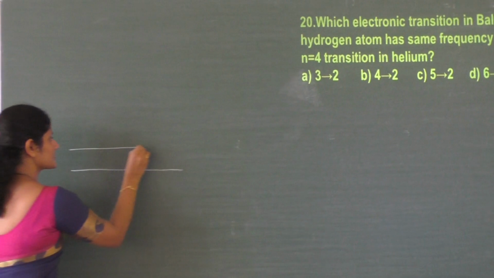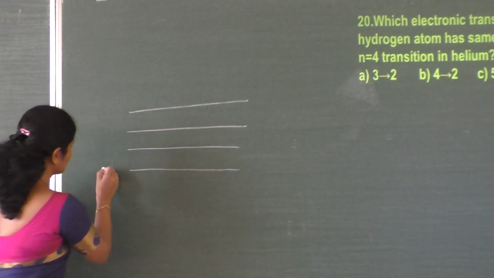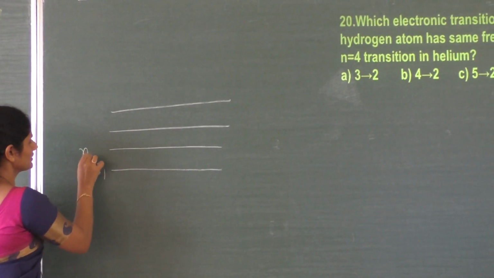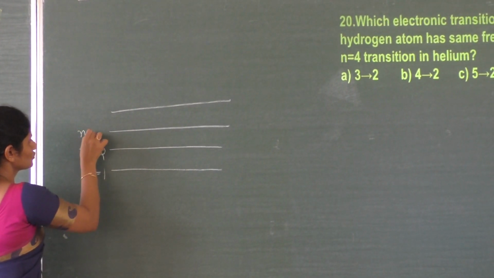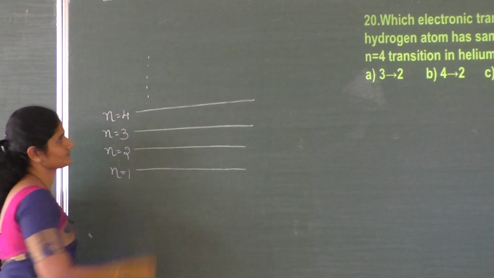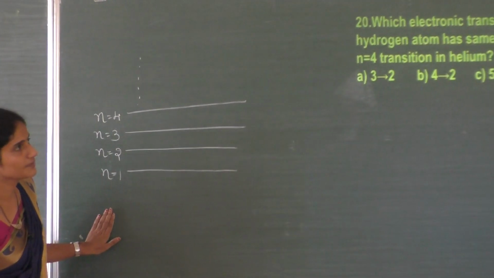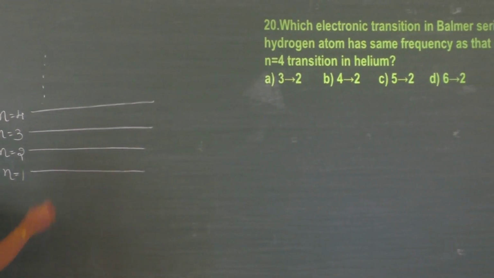So I will write the energy level diagram. So n equal to 1, 2, 3, 4, etc. The electron is making a transition from n equal to 6 to n equal to 4.